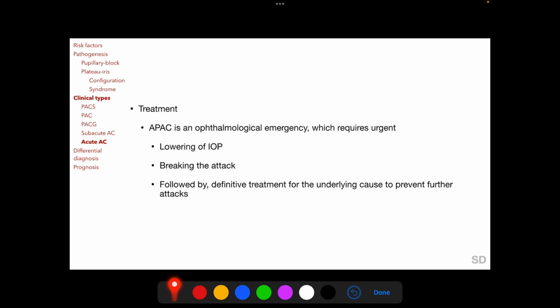Acute primary angle closure is an ophthalmic emergency which requires urgent treatment in the form of lowering of intraocular pressure, breaking the attack by opening at least some portion of the anterior chamber angle so as to allow some aqueous to drain through the anterior chamber angle, followed by definitive treatment for the underlying cause to prevent further attacks. And as we have discussed, the underlying cause is usually pupillary-block, and in some cases Plateau-iris contributes to angle closure.